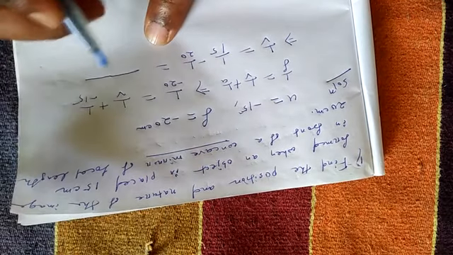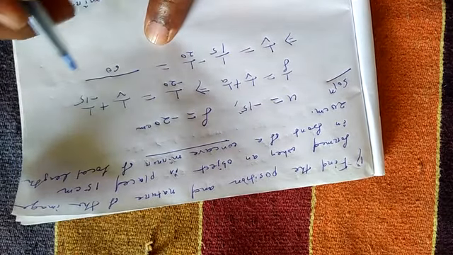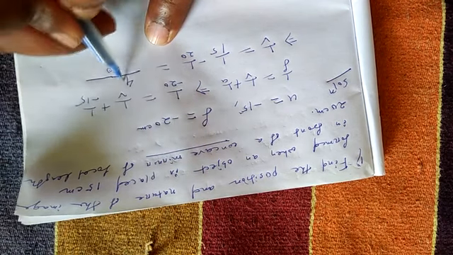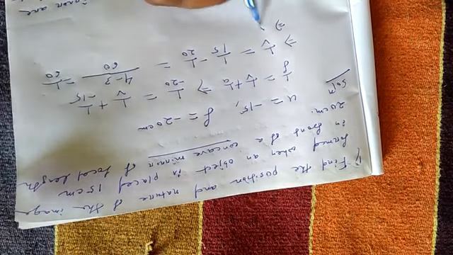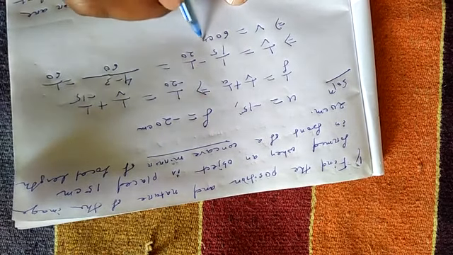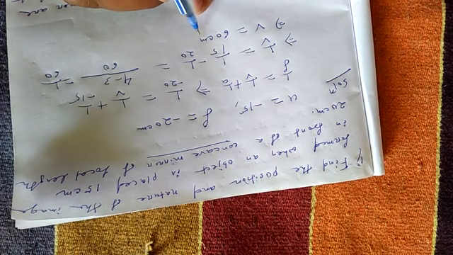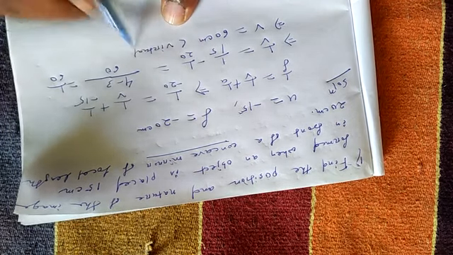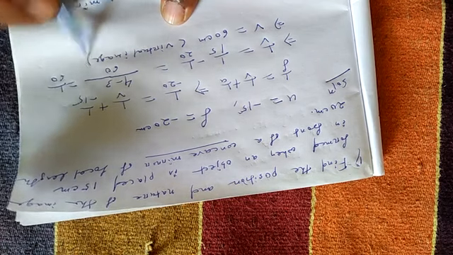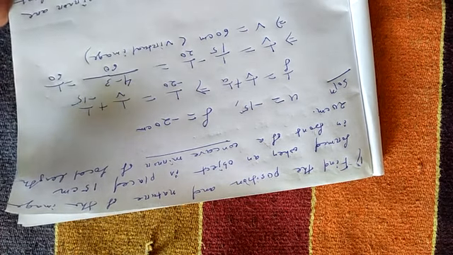This is equal to, LCM 60, 4 minus 3, equal to 1 by 60. So v is equal to 60 centimeter. So image distance is positive, that is why it is a virtual image. So the nature of image is virtual.